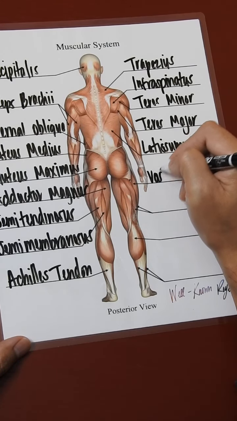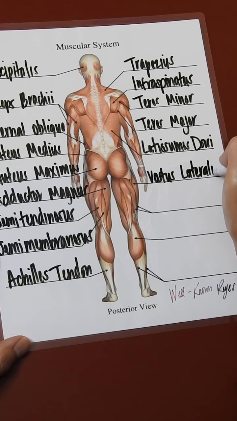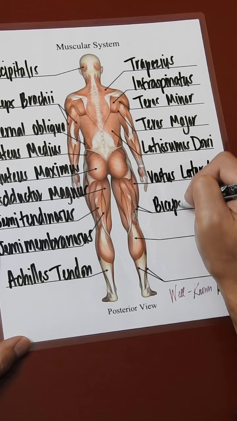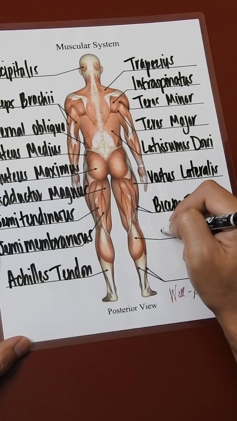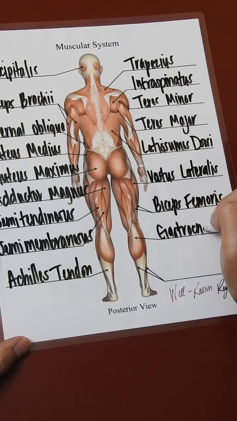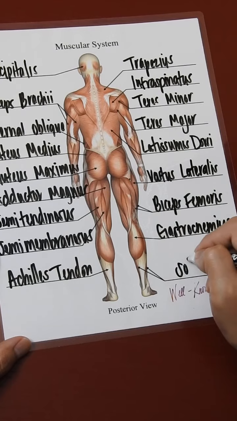The vastus lateralis, the biceps femoris, the gastrocnemius, and the soleus.